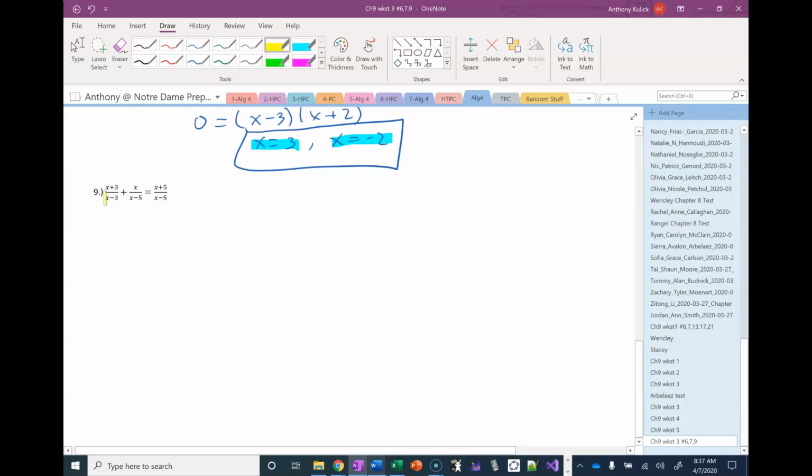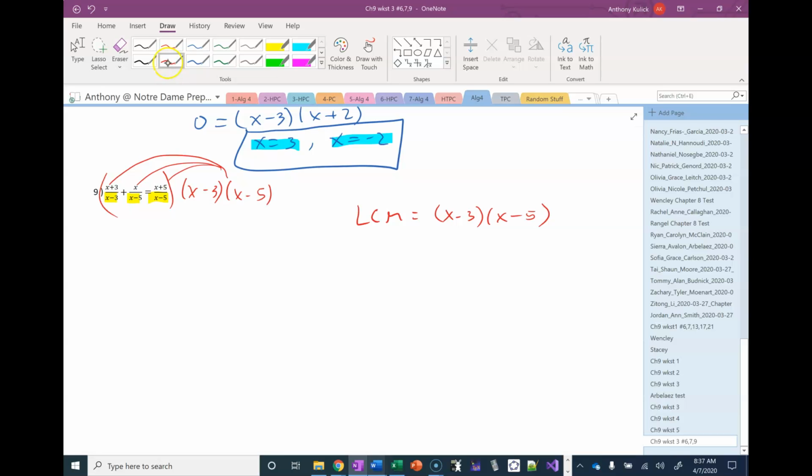So again, I'm going to start by looking at my denominators. And my least common multiple for those denominators, well, I see 2 distinct prime factors. I see x minus 3's and x minus 5's. And since everything is to the first power, I know I just have x minus 3 times x minus 5. And I'm going to multiply that to both sides of the equation.